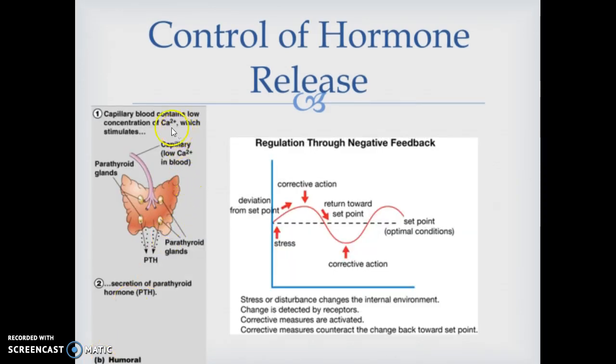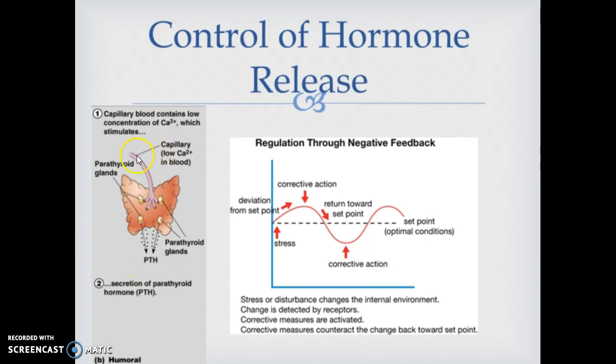This image that you are looking at on the screen here is the middle of the 3 on your handout. It is showing us the parathyroid glands, which are these little yellow dots right here. There's 4 parathyroid glands, and the hormone they release, PTH. And it's also illustrating what's causing this PTH to be released.